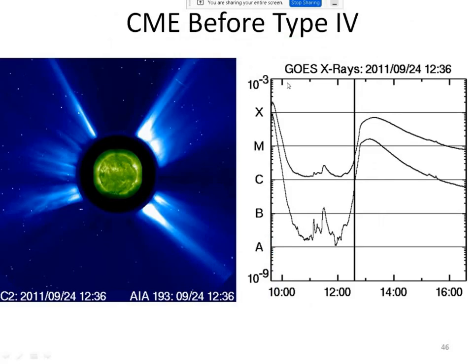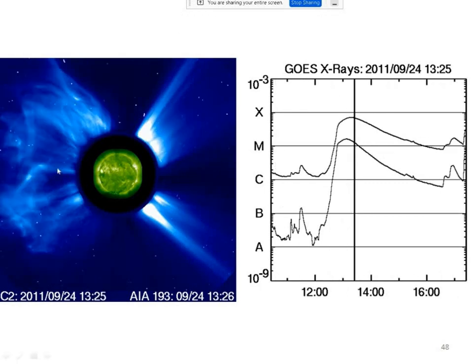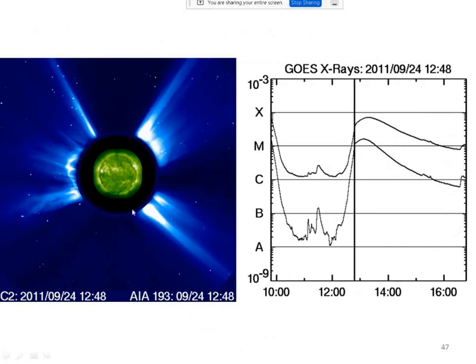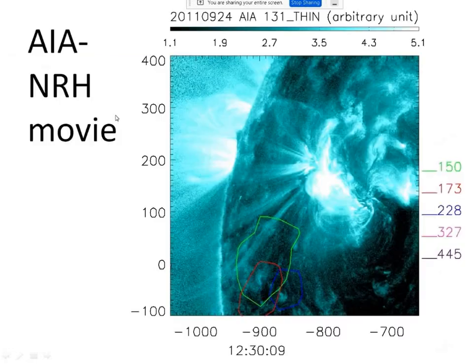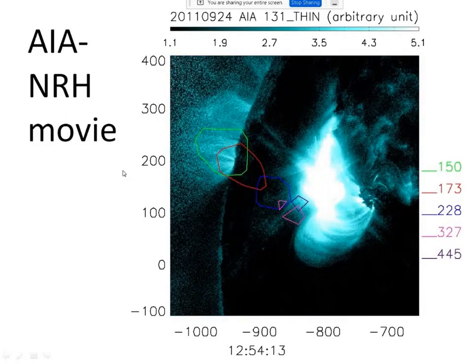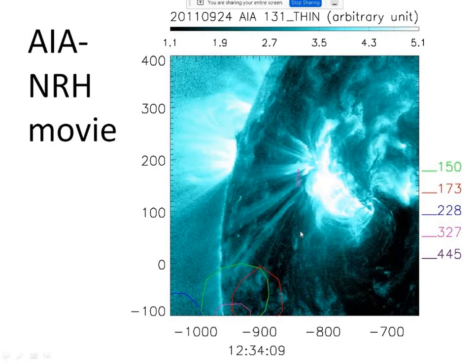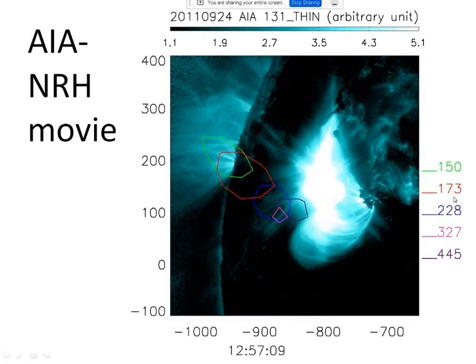So this is the CME eruption before the type 4 radio burst happened. As you can see here, the CME. Okay, let me show you again. Okay, here is the CME eruption before that. And then this is the AIA NRH movie of this stationary type 4 radio burst.